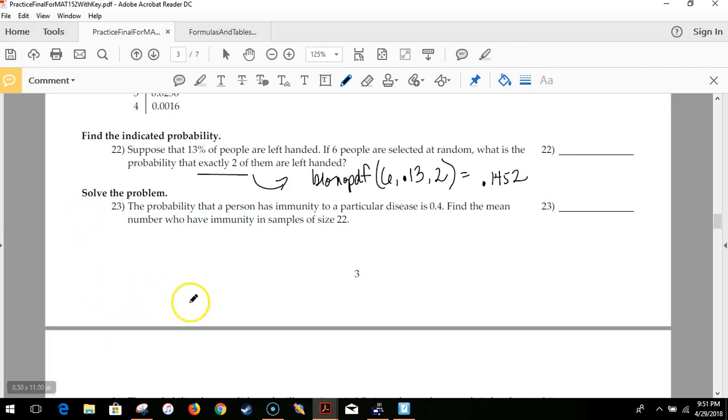23 and 24 will use the formulas that are on that formula card. Probability a person has an immunity to a disease is 0.4. You take a sample of 22 people, find the mean. Mean is just n times p. And so 0.4 times 22, and you'll get an 8.8.